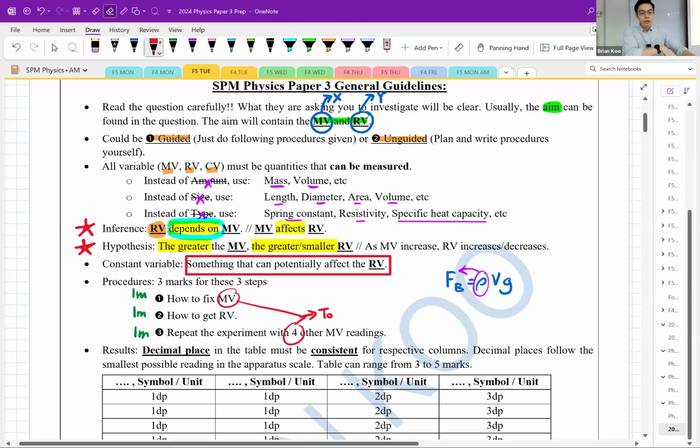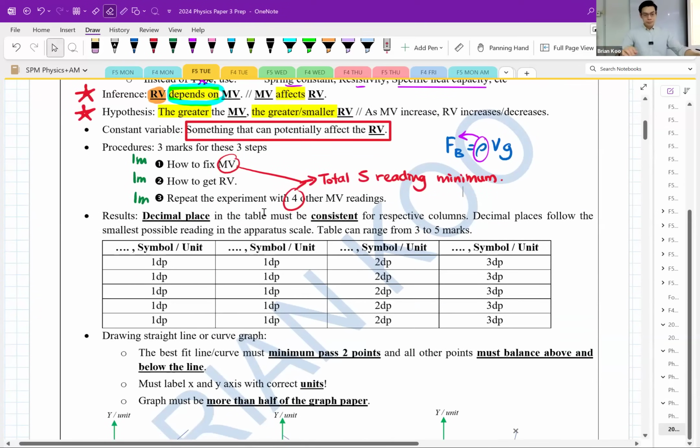So in total, you have 5 readings minimum. Minimum is 5 lah. Yeah, we normally just do 5. You want more also can, but minimum will be 5 readings. Okay. Now, after doing your experiment, there comes the table part.